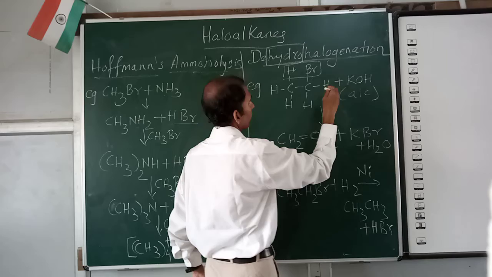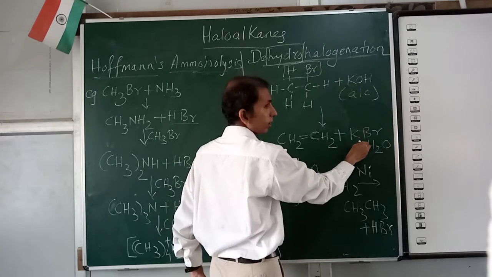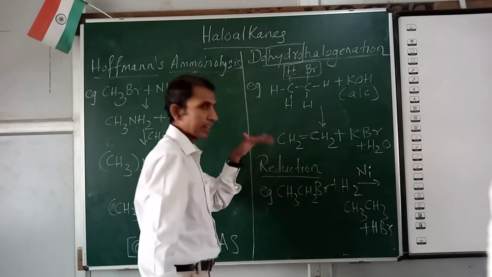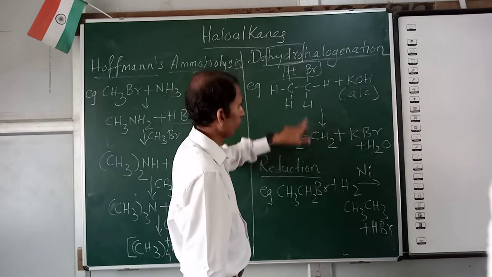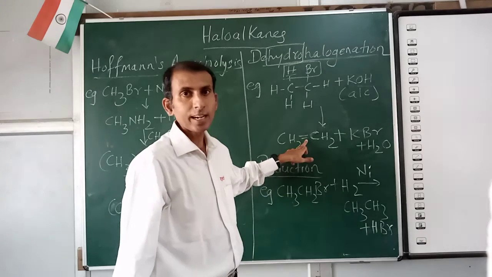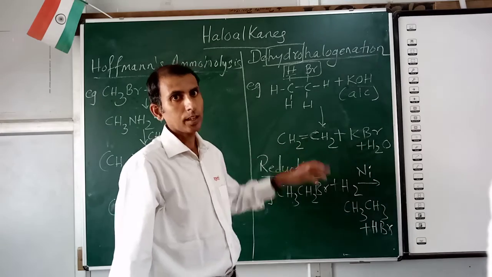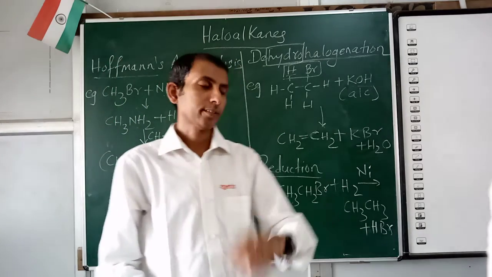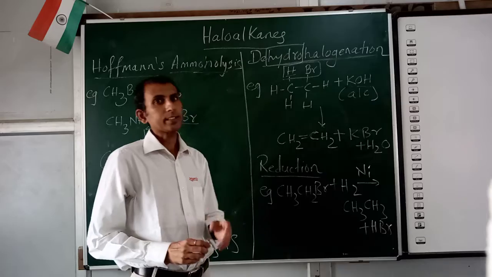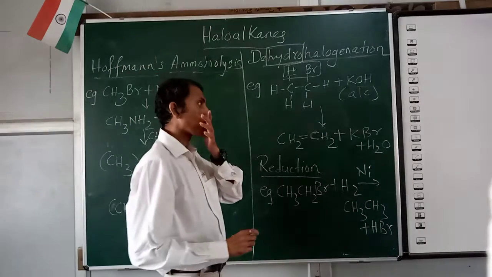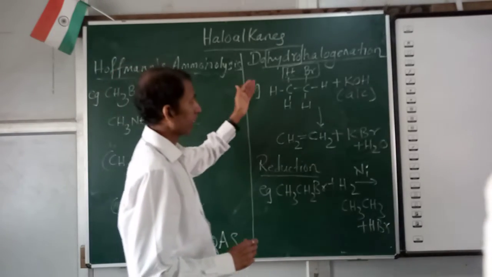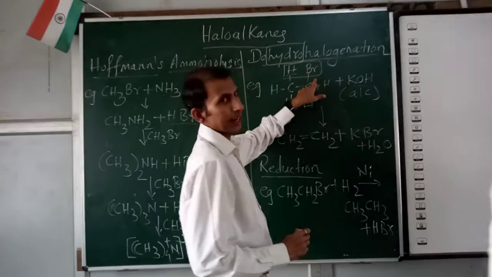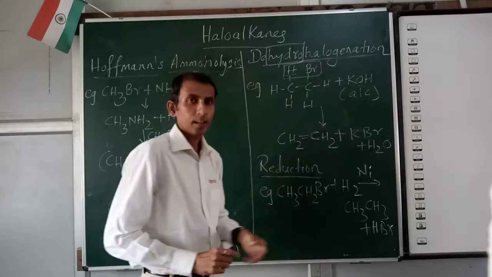So KBr is formed. OH and H, this H will form water, and automatically a double bond is formed here to satisfy the valency of carbon atoms. As you know, each carbon atom should have 4 bonds to complete its tetravalency. That's why the reaction is called dehydrohalogenation, because from the same molecule hydrogen is also lost and halogen is also lost. Understood?